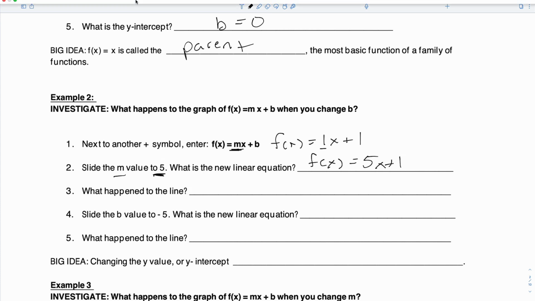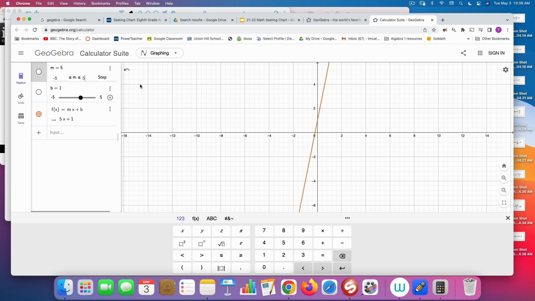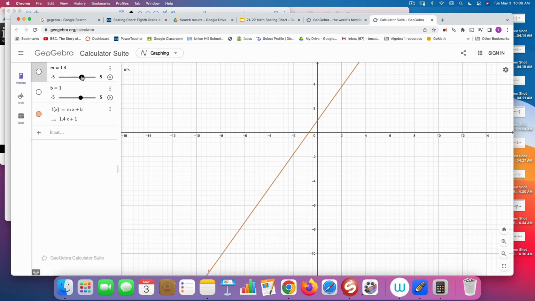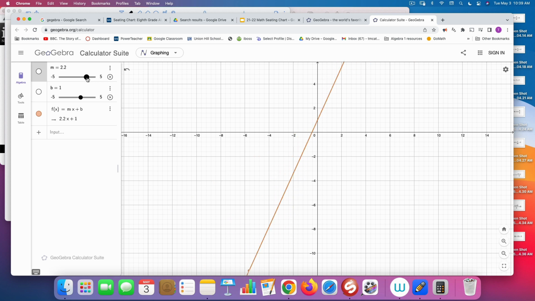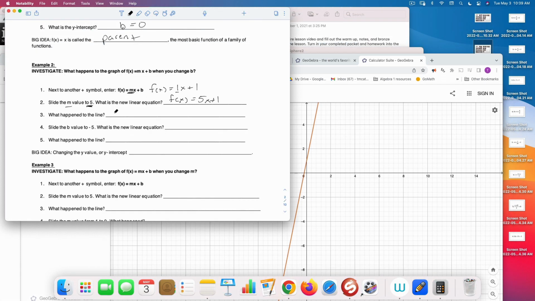So what happened to the line when you changed it to 5, Stan? Slide it from 1 to 5. What happened? Look on the board. From 1 to 5, what happened? From 1 to 5, it actually would become steeper. So from 1 to 5, the graph gets steeper. What happened to the line? The line gets steeper.